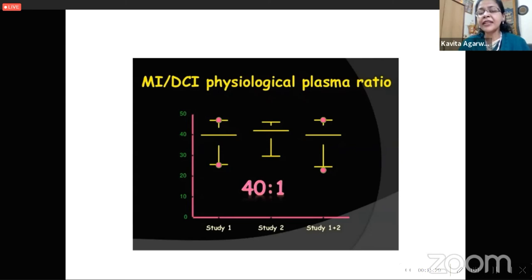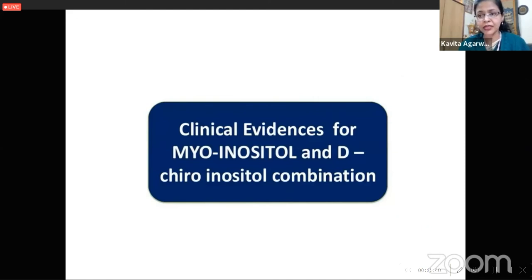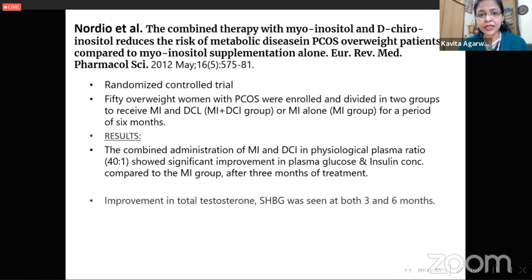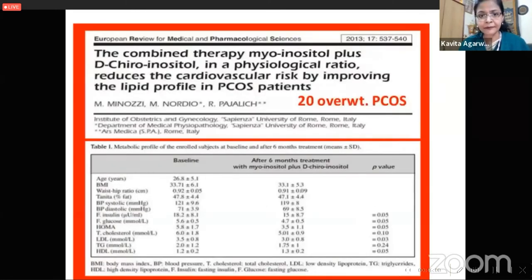So now what the evidence has told us is that MI is a good drug. It has been proved to be efficacious, but MI to DCI, which ratio? The physiological ratio is 40:1. Now, what does the evidence have to say about this ratio? In 2012, when they compared MI plus DCI with MI alone, the results were found to be better with MI plus DCI used in the ratio of 40:1, which showed significant improvement in plasma glucose and insulin compared to the MI group. There was improvement in total testosterone and sex hormone binding globulin at 3 and 6 months.